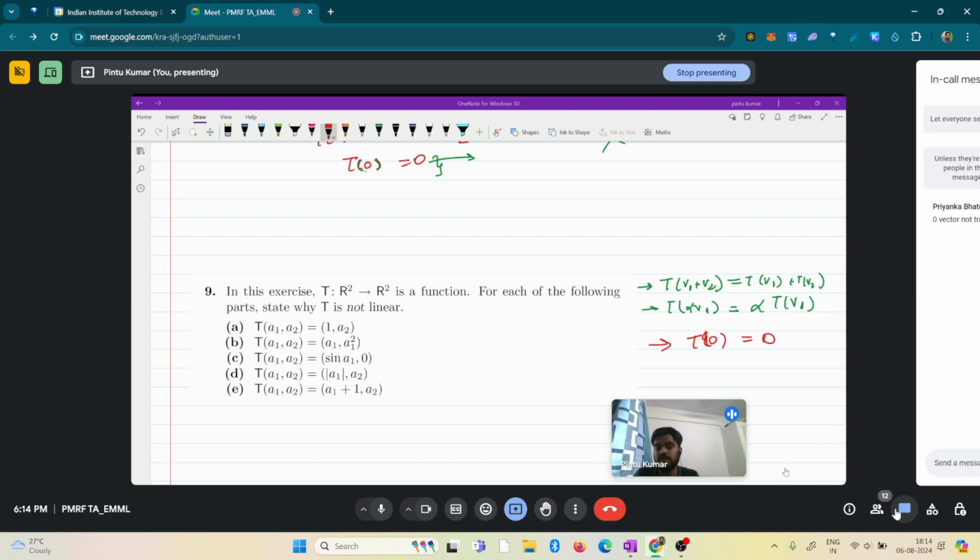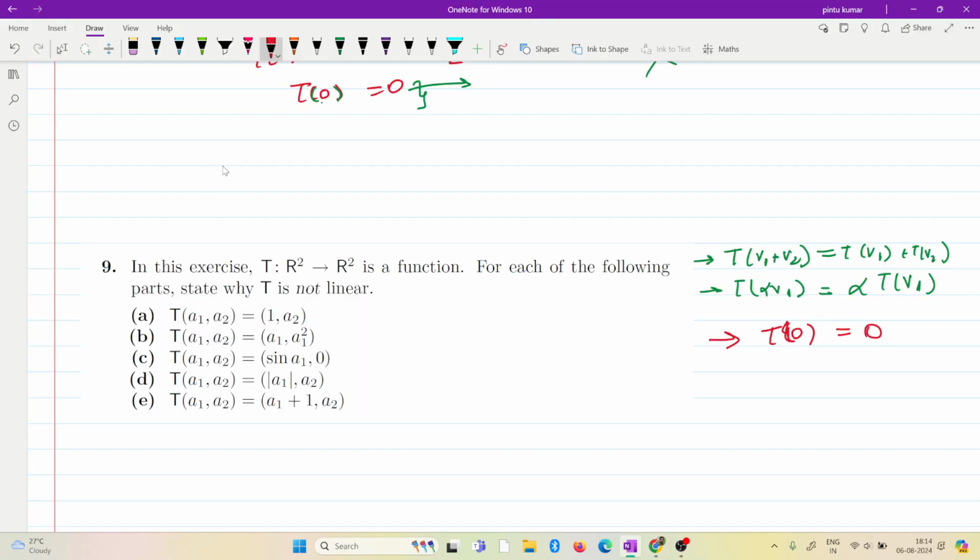Yeah. So I'll solve the first one and then again give you some time for the others. We'll just use the third property that we just proved. If we put T of (0, 0), so a1 takes the value 0, a2 also takes the value 0, then its answer would be (1, 0), right? This is how this function is defined. So this is not equal to 0, and we said that for any linear transformation, T of 0 should be equal to 0. So the first one is ruled out.